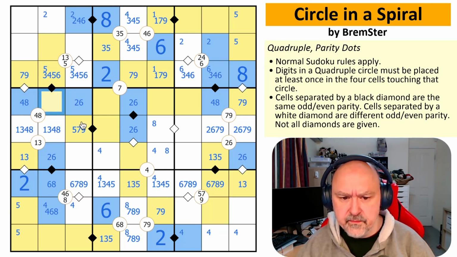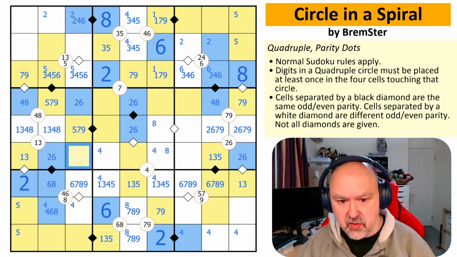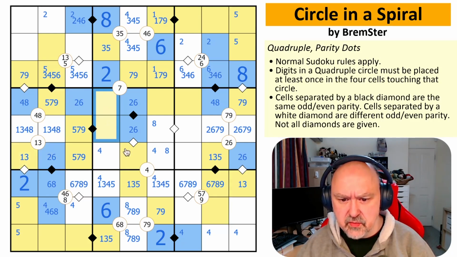So this can't be 1, 3. So this is 5, 7, or 9. Oh, these are 3 evens, and there must be an even in there. So that is odd, and that must be 5, 7, or 9, because it can't be 1 or 3. These are all odd, but these don't have any restriction like these ones do.